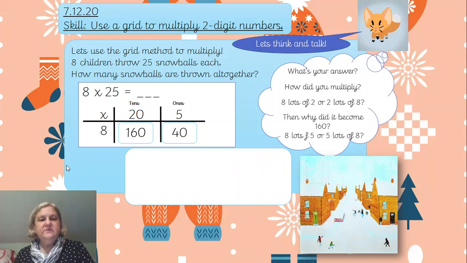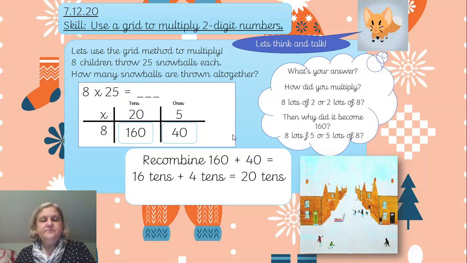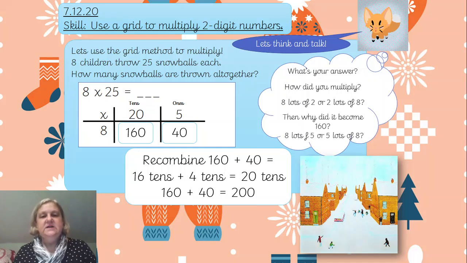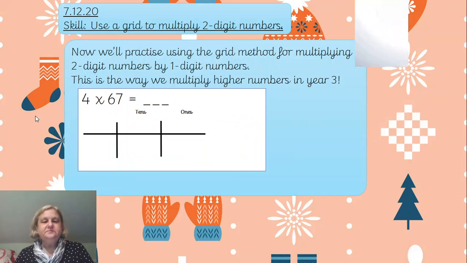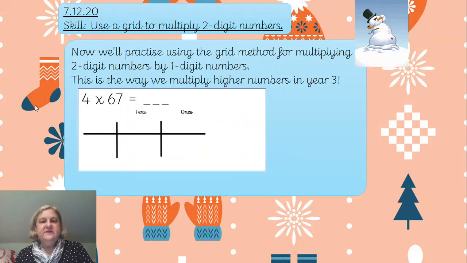So the next thing that we've got to do, we've done the multiplying, we can recombine these two numbers. So we've got 160 plus 40, which is 16 10s plus 4 10s, which is 20 10s, which we know is 200. 160 plus 40 is 200. And then we've got to remember to put that 200 back into our answer. So let's have another little go.